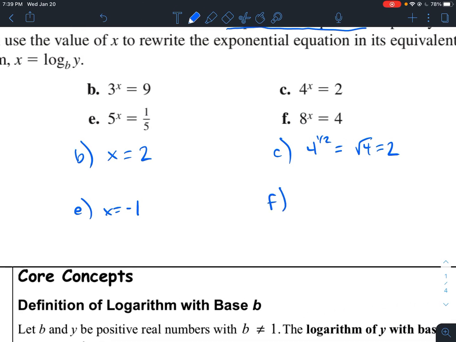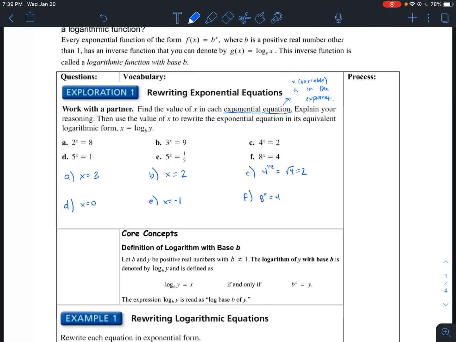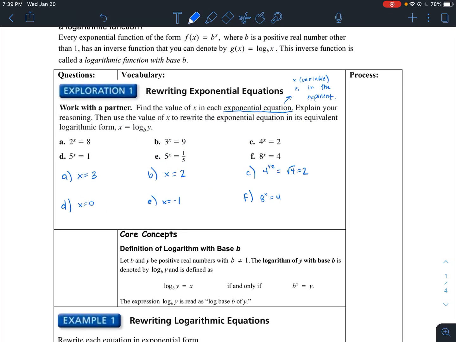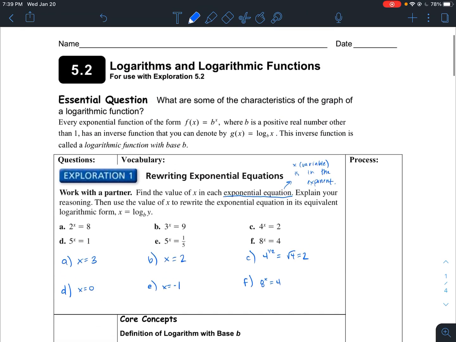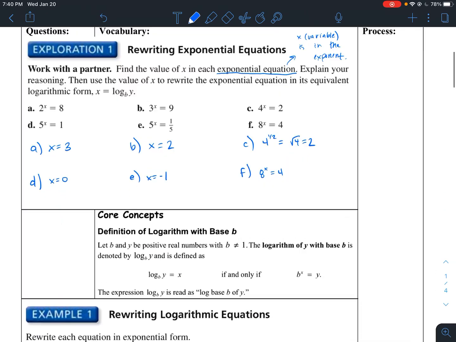For f, 8 to the x power is equal to 4. So let's see, 8 to what power would be equal to 4? Now these ones get a little bit trickier, right? Not everything will actually give you an easy solution. And so that's where logarithms actually come in handy. We could perform logarithms on these types of trickier situations in order to find the value of x. So that actually gives us a perfect segue into the definition of a logarithm.